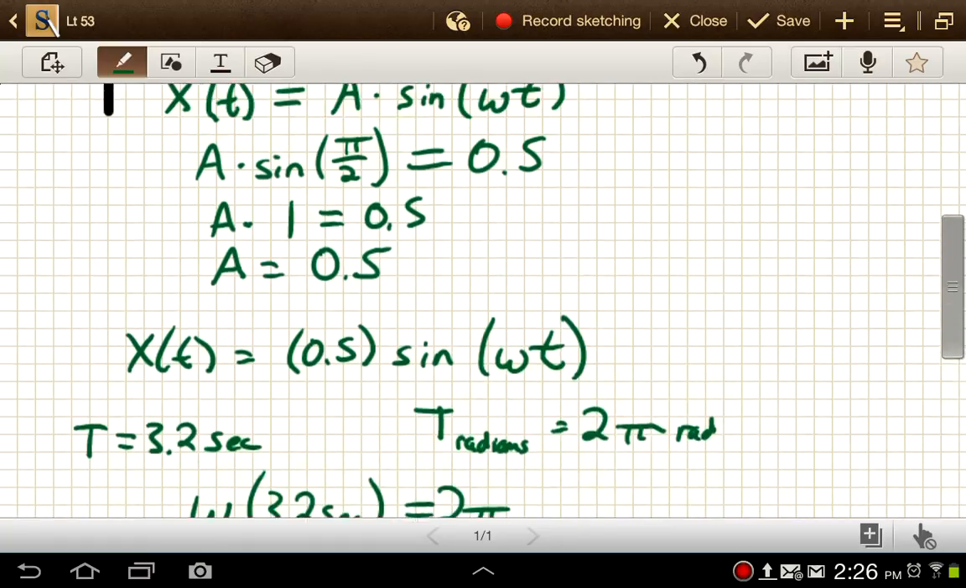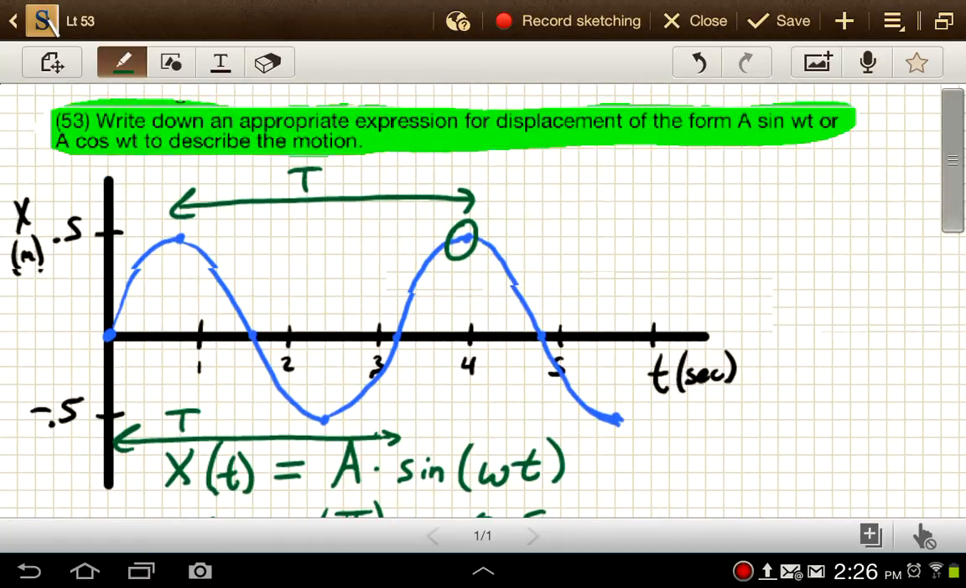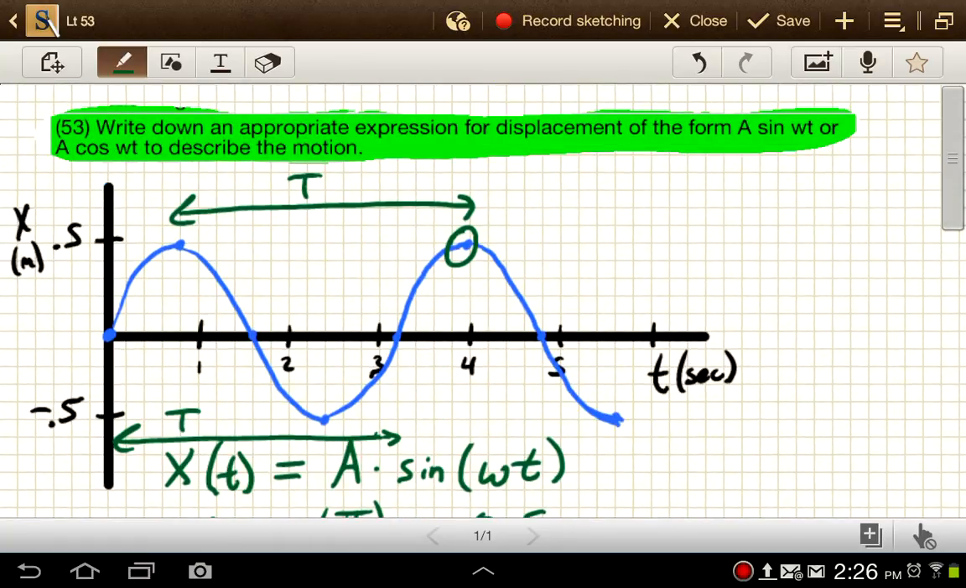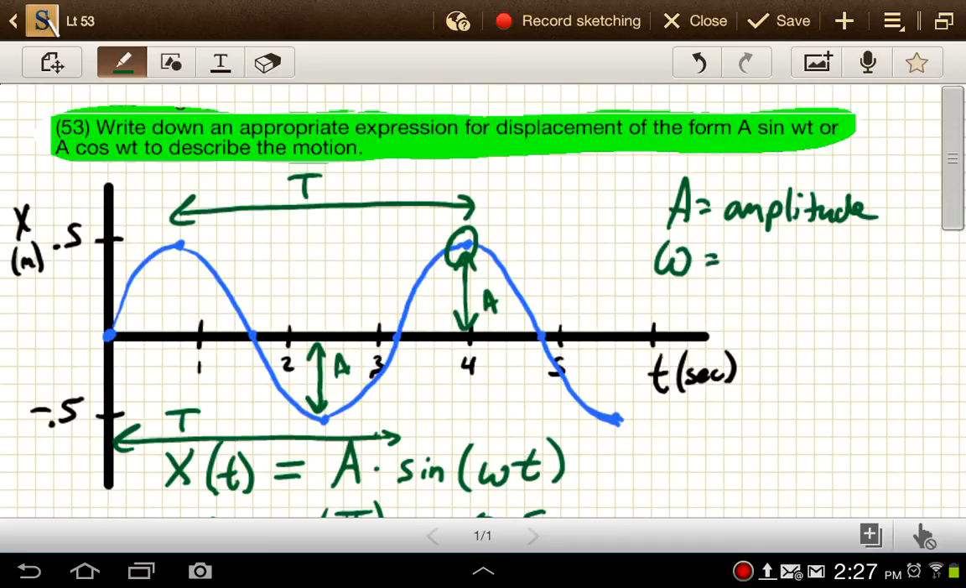Now, what are A and omega? Well, A, I think you probably recognize. A is just this distance right here, which is the amplitude. And then omega, which looks a lot like a lowercase w, just make it nice and curvy there.